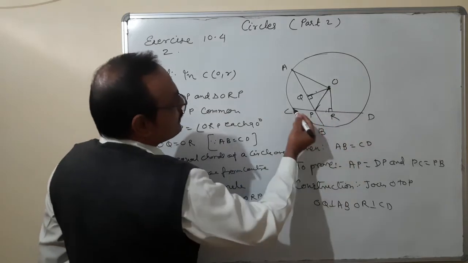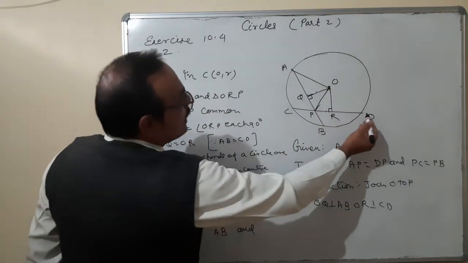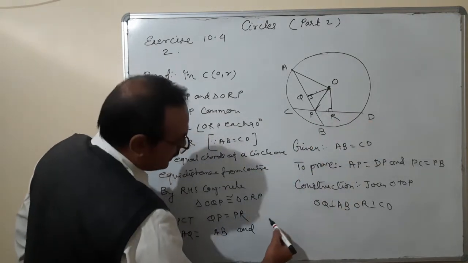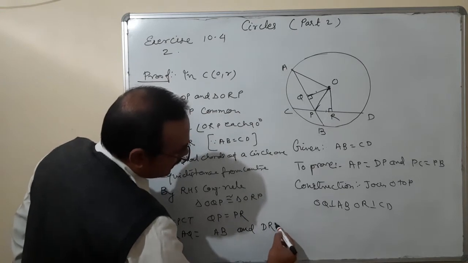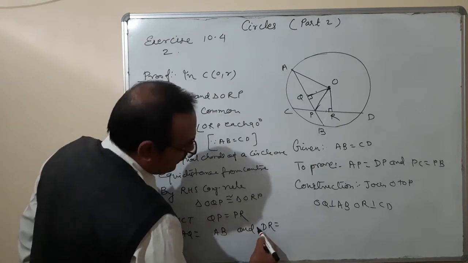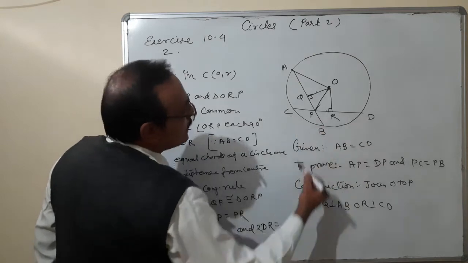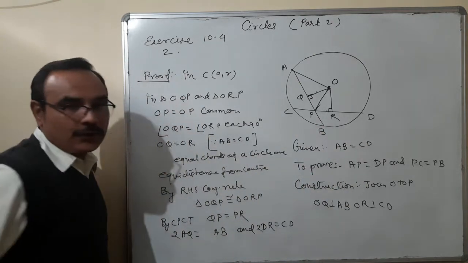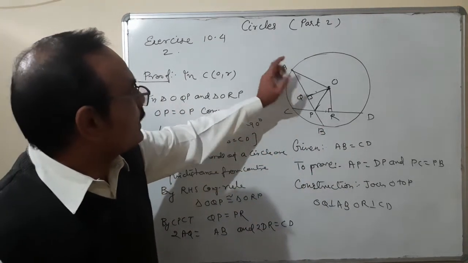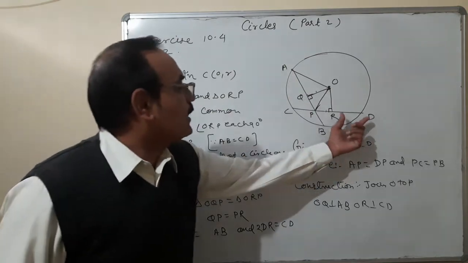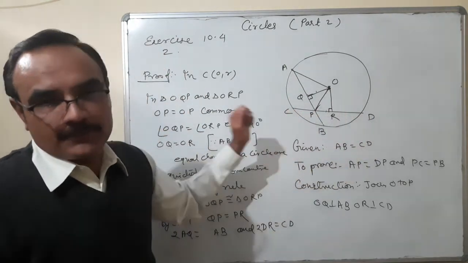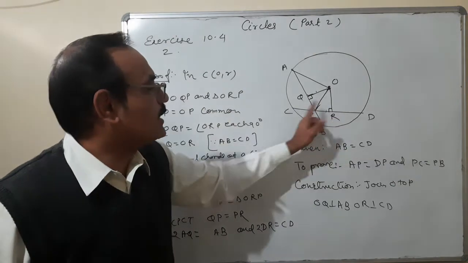And same condition here, CR is equal to DR, so double of DR is equal to CD. Is that okay? Double of AQ is equal to AB and double of DR is equal to CD, because it is also a perpendicular, it is bisected.